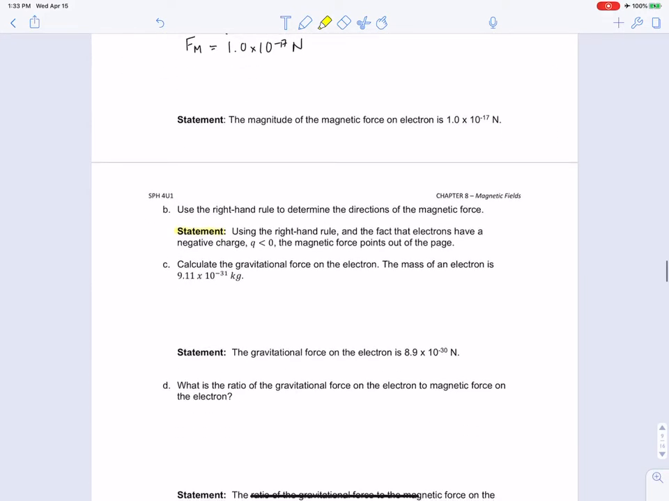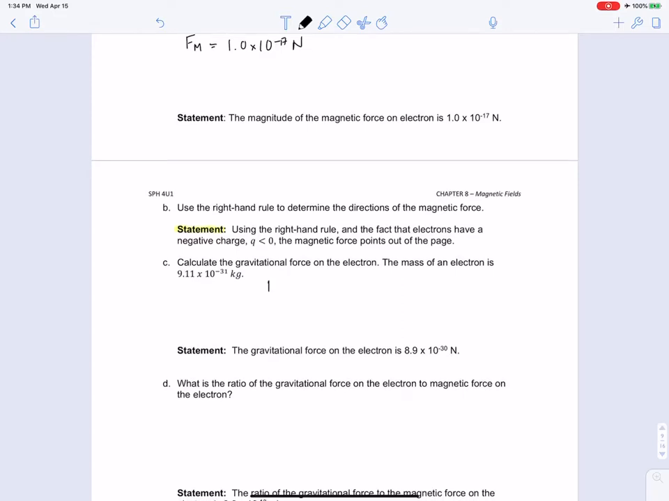In part C, they want us to calculate the gravitational force on the electron. And they give us the mass of the electron. It's 9.11 times 10 to the power of negative 31 kilograms. And I'm assuming they're starting this discussion comparing magnetic force to gravitational force, just to compare the relative magnitudes. It's important when we're talking about the fundamental forces of the universe to know that the weakest of all these forces is gravity, and that any other fundamental force, including magnetic force, will have a much larger magnitude.